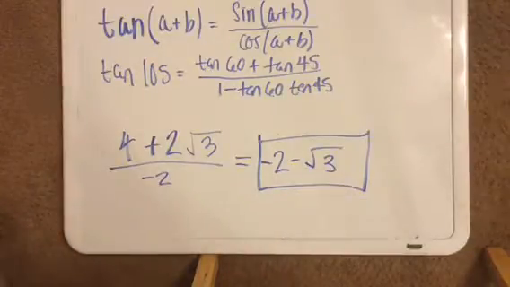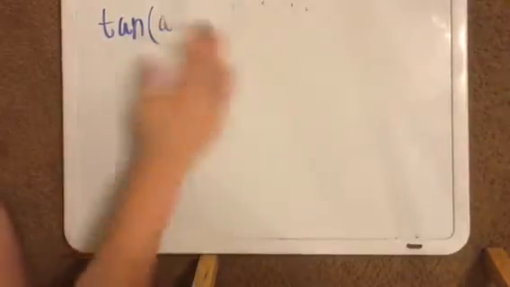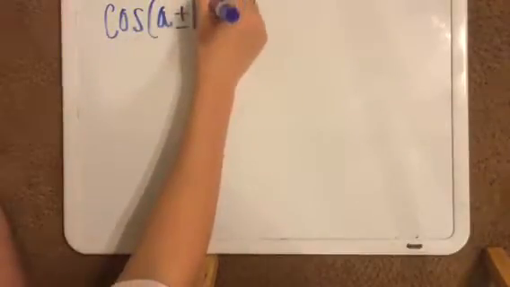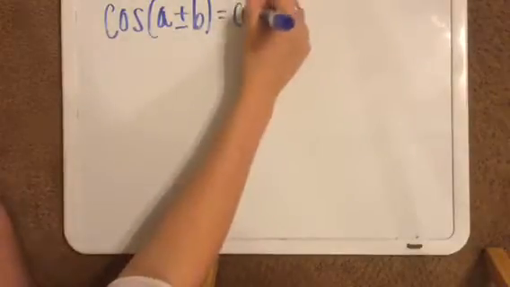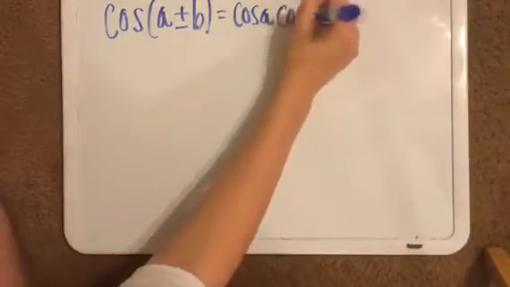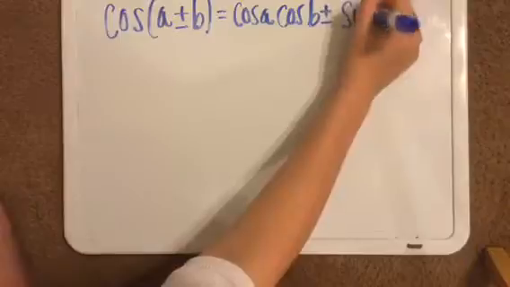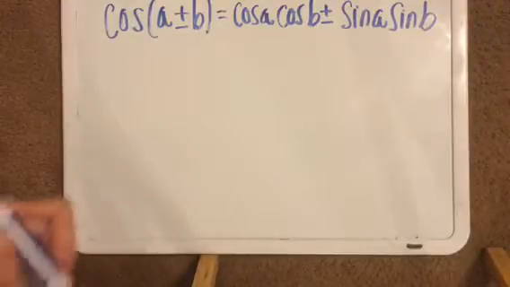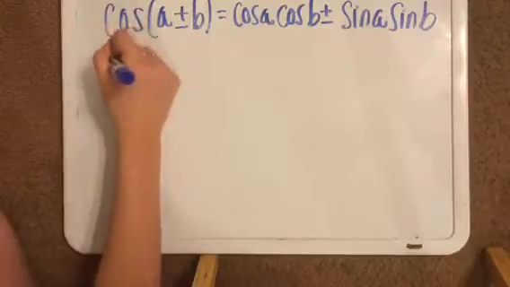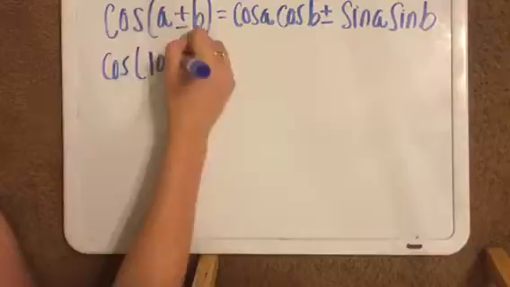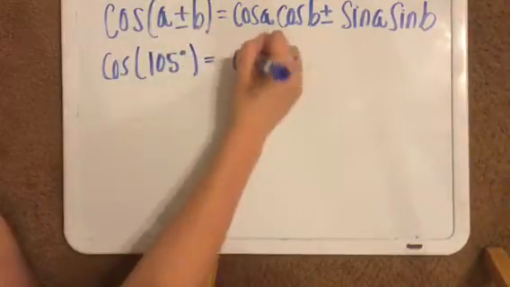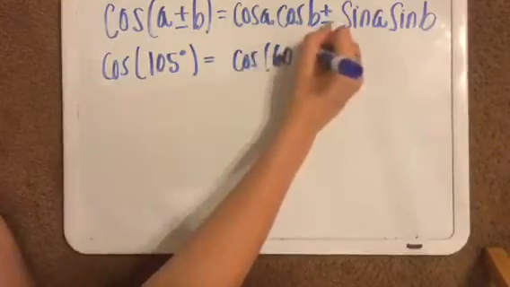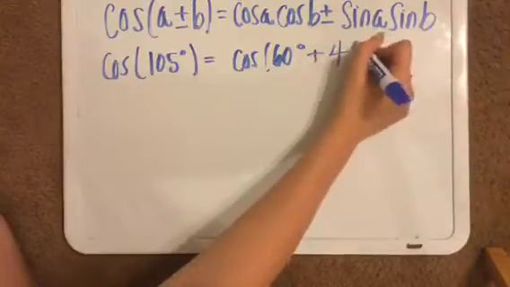Next, we will do cosine. The cosine formula we'll be using today is cosine of a plus or minus b equals cosine of A times cosine of B plus or minus sine of A times sine of B. So the numbers we're going to be using today are cosine of 105 equals cosine of 60 plus cosine of 45.